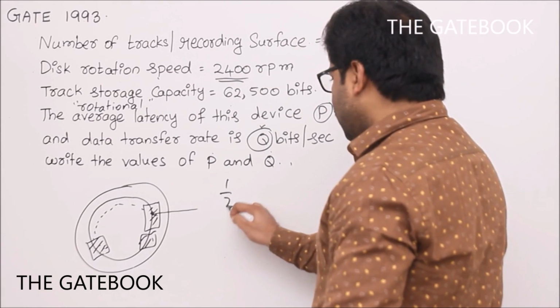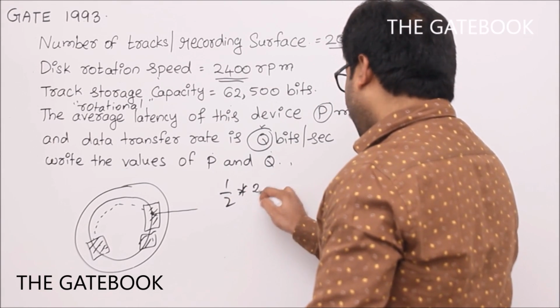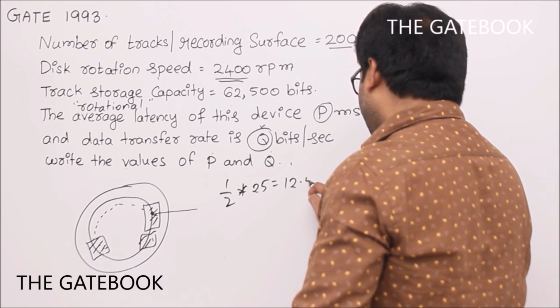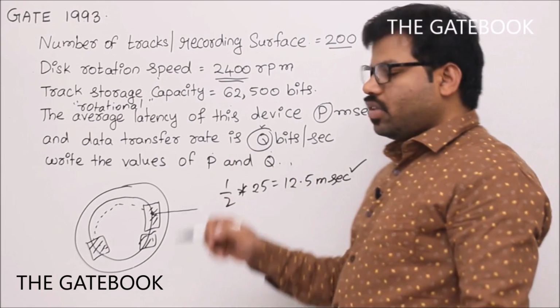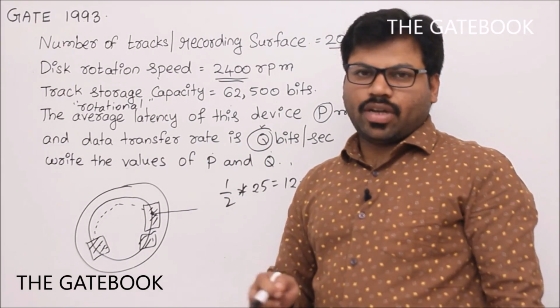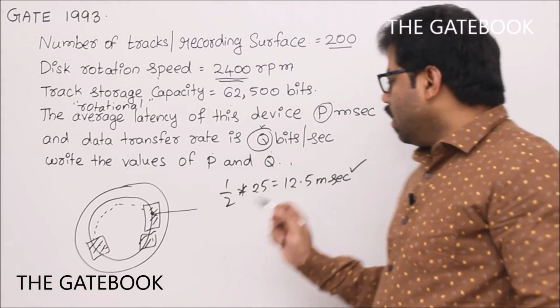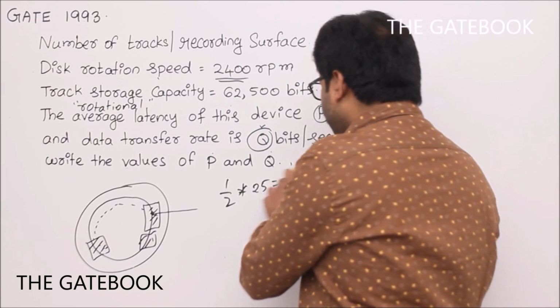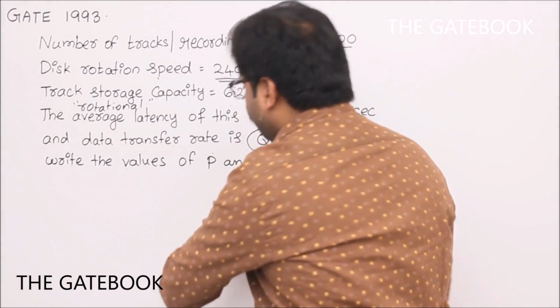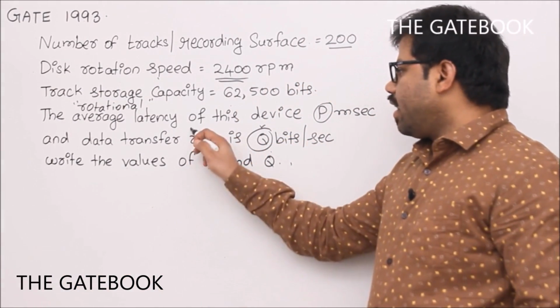the rotational latency, because average is half, right? So half of the 25, which is nothing but 12.5 milliseconds. From now onwards, whenever the question is about average rotational latency, simply the formula is half of the full rotational latency, which is nothing but half of the 25 here, which is 12.5 milliseconds. Remember it. Now, the second question is data transfer rate.